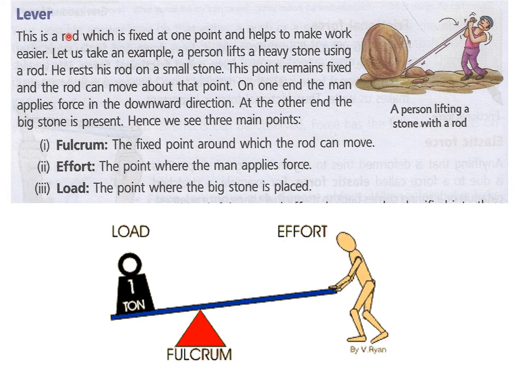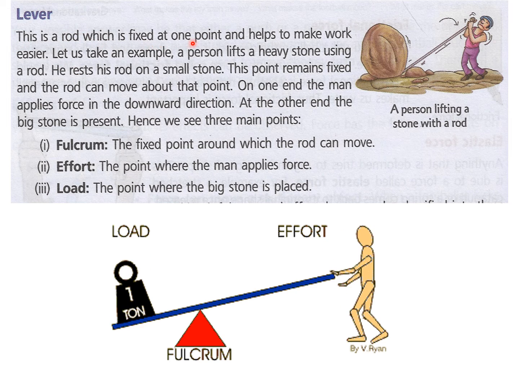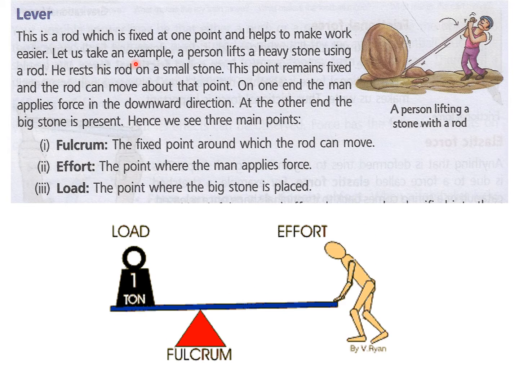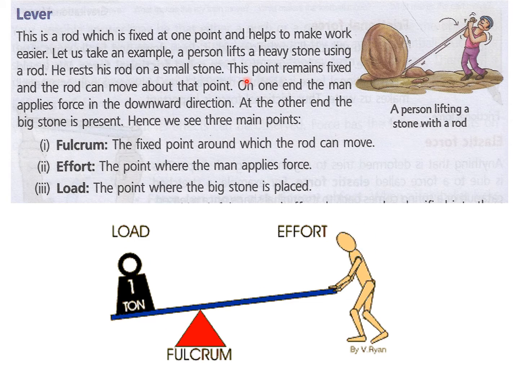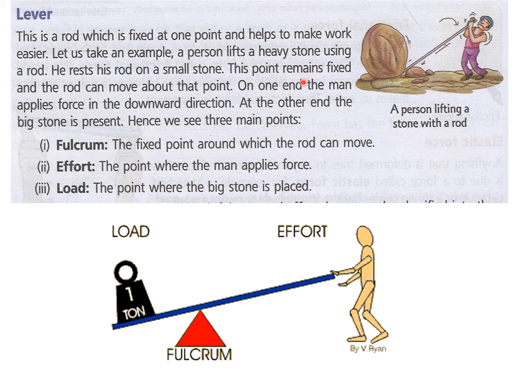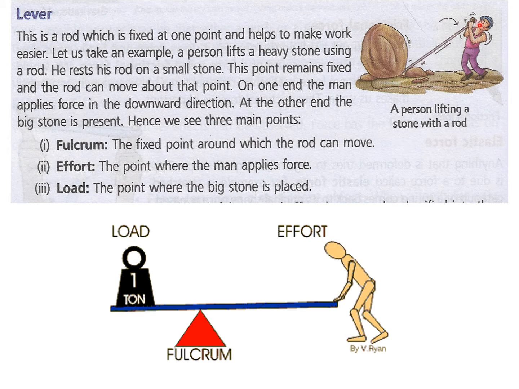First, we are going to read about levers. A lever is a rod which is fixed at one point and helps to make work easier. Let us take an example. A person lifts a heavy stone using a rod. This is the heavy rock which he has to move. He puts a small stone here and rests the rod on top of it. This point is the fixed point.